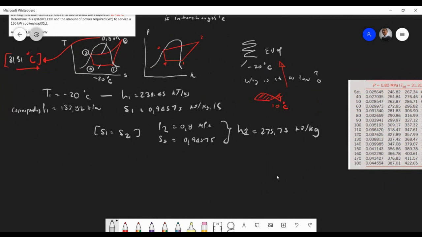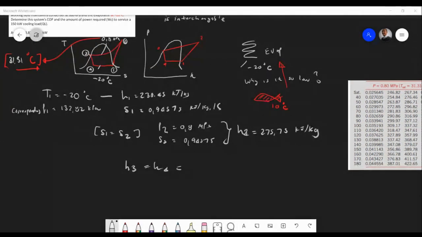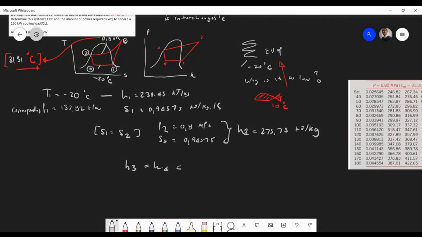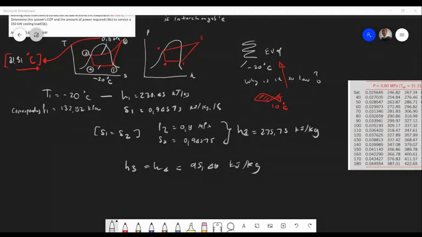Do we all get H2? And H3 will be equal to H4, and it's approximately the same as the previous. It's 95.48 kilojoules per kilogram. Maybe we have enough time. I don't know. We'll see. Students, are there any questions? Are you happy with this?